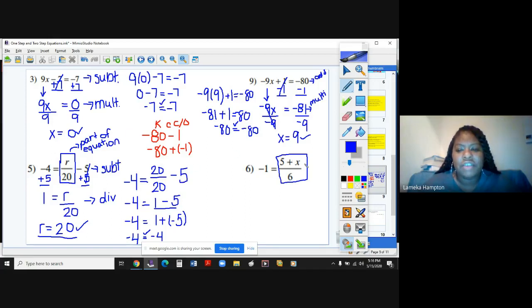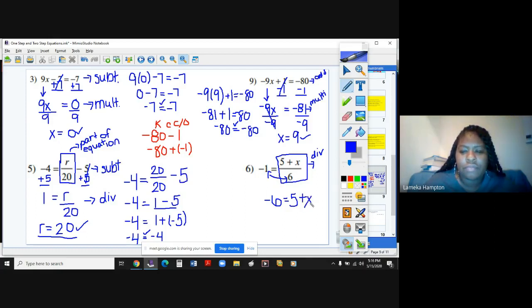Because this is a whole division problem, I am going to do the opposite of division, which is multiplication, right? So that means I'm going to cross multiply these two numbers together. So -1 times a +6 gives me a -6. I'm going to try to write it over here so that I can have room to check my answer. So I have -6 is equal to 5 plus x.